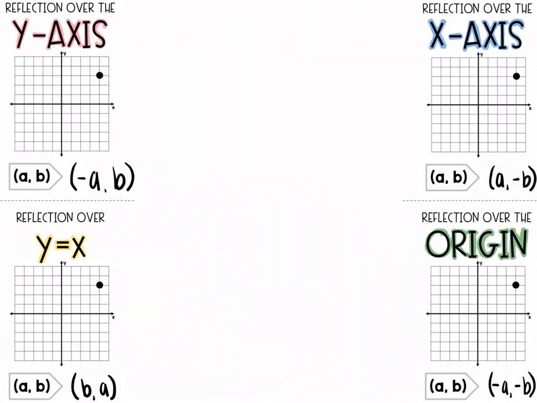Welcome to lesson 2.1. So we are starting unit 2 of transformations on the coordinate plane. And so this is essentially moving things across the coordinate plane with different things. So the first thing we're going to talk about is reflections.